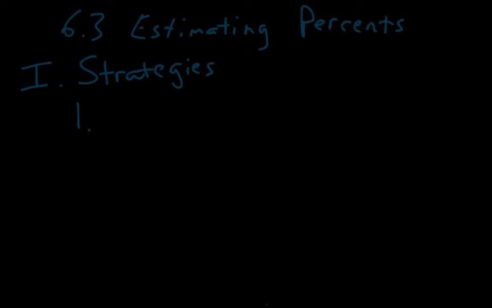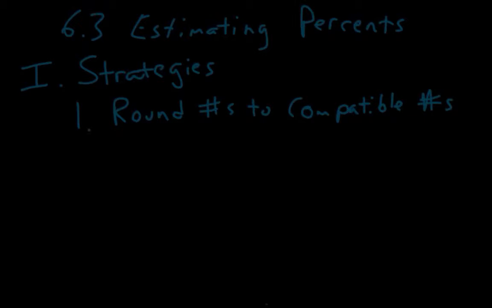And first one is going to be round the numbers to compatible numbers. So round the numbers to compatible numbers. And really what they're saying there is pick numbers that nicely go into each other. Pick numbers that you could easily do in your head. Maybe I should, instead of saying pick, say round to numbers that work out nicely.